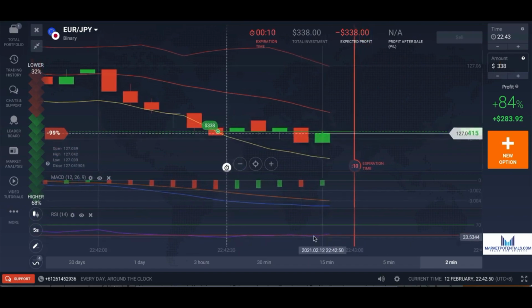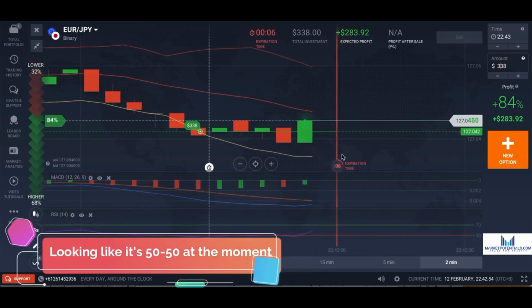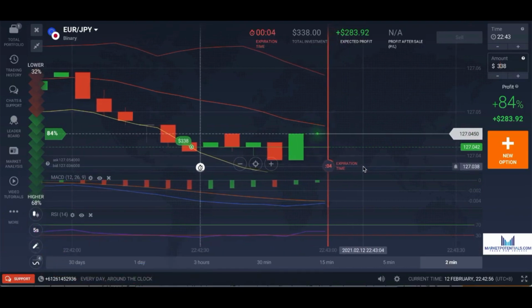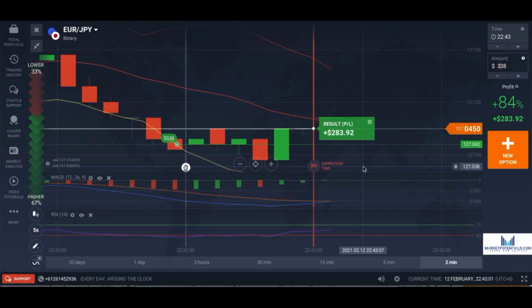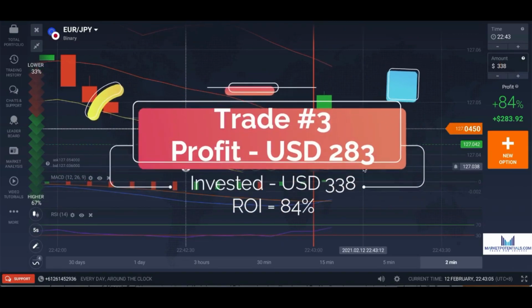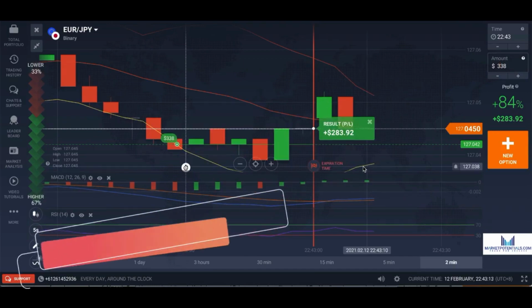The RSI does show that it's low and it should be picking up. So let's see, another couple of seconds left to go. 4 seconds, 3, 2 and 1. There we go. So that's trade number 3, $283 in net profit.